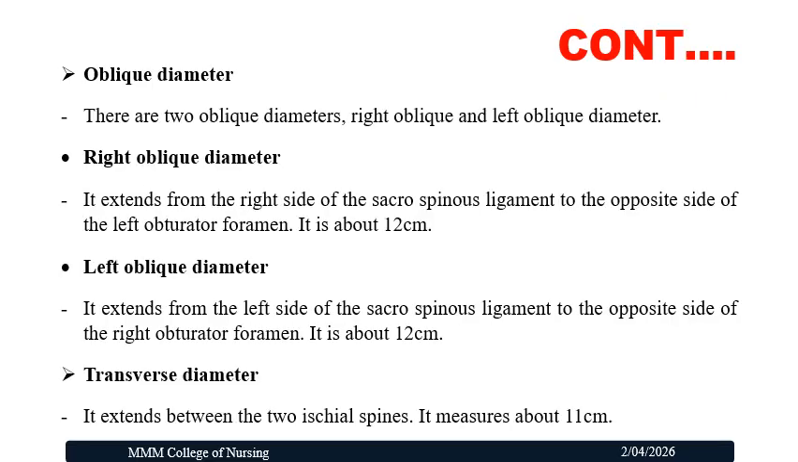Next is the oblique diameter. As I told you earlier, it has two oblique diameter, right oblique and left oblique diameter. Right oblique, it extends from the right side of the sacrospinous ligament, that is the midpoint, to the opposite side of the left obturator foramen. It is about 12 centimeter. Left oblique diameter, it extends from the left side of the sacrospinous ligament midpoint to the opposite side of the right obturator foramen. It is about 12 centimeter. Next, the third diameter is a transverse diameter. It extends between two ischial spine. It measures about 11 centimeter.